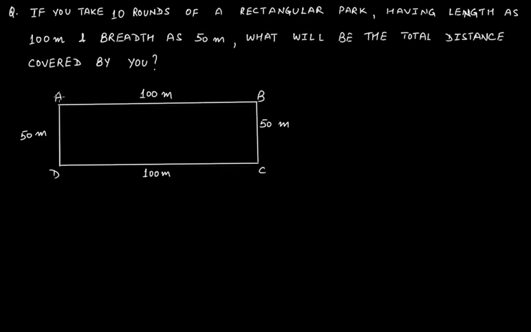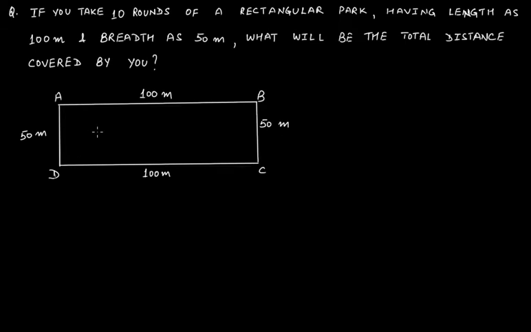Now it is being asked that if you take 10 rounds, so 1 round, 2 round, 3 round, 4, like this up to the 10 rounds, then what will be the total distance covered? Now you know that the distance covered in 1 round is actually the perimeter, right? We know that a perimeter is the distance covered in 1 complete round along the boundary of any given figure. So in 1 round, this will tell us the distance covered and that will be the perimeter.